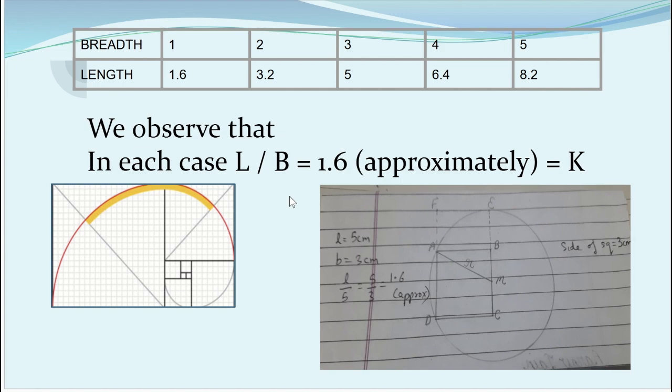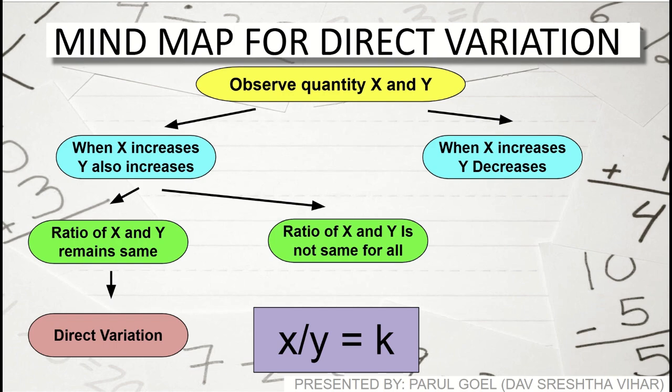That is, the ratio of length and breadth of a golden rectangle is a constant, phi, or the golden ratio, or 1.6. Finally, what we conclude is that if two quantities increase or decrease together in such a way that their ratio remains a constant, then they are said to be in direct variation.